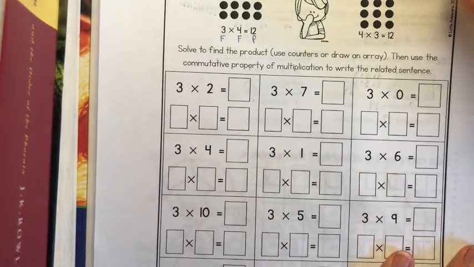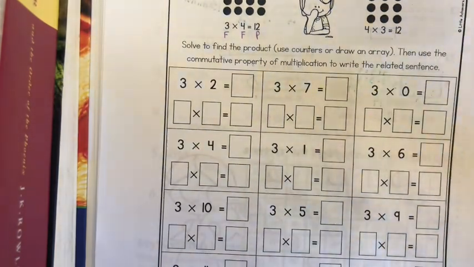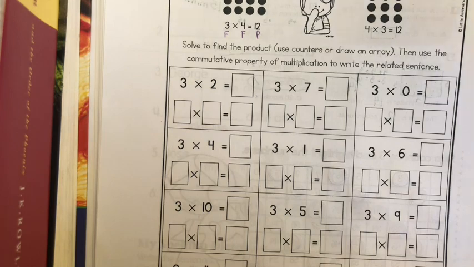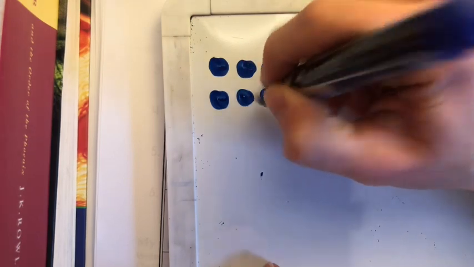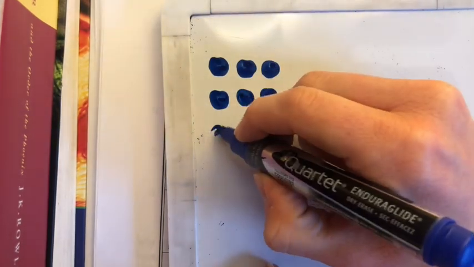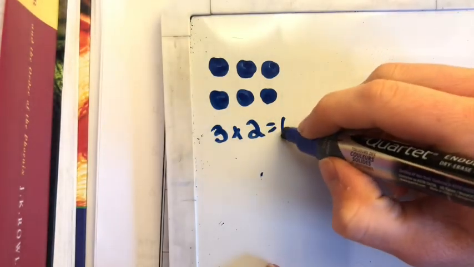So 3 times 2, let's do that one together. My board and my eraser. 3 times 2. So I'm going to draw it out because this is a new skill. I'm going to draw out an array. 1, 2, 3. 1, 2, 3. 3 times 2 is, count them up, 6.